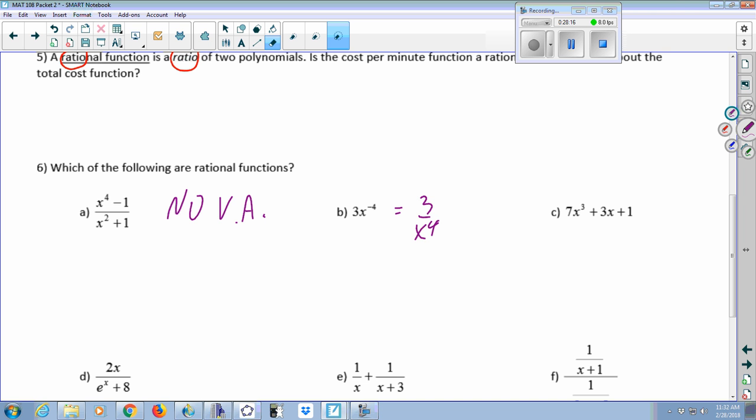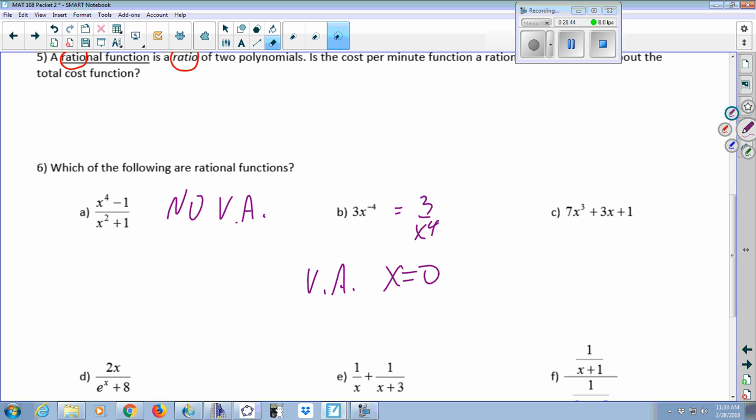What about B? What's my vertical asymptote there? 0. What's 0? A vertical asymptote is a line, a vertical line. So I need an equation. x equals 0. That's my vertical asymptote, my y-axis.